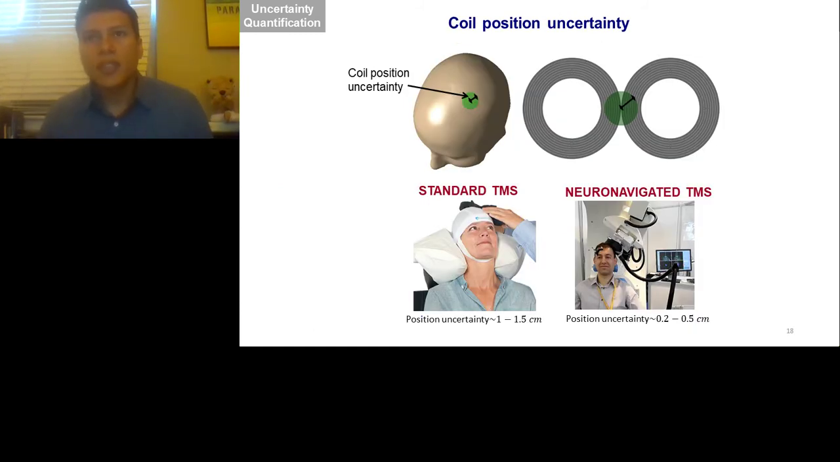And so as a first study, we consider coil placement uncertainty. The center of the coil for different realizations can sit anywhere on this green circular patch. The radius of this green patch depends on the type of procedure being used. For clinical procedures using this cap and place method, the uncertainty radius would be between 10 to 15 millimeters. And for neuronavigated ones, it would be between 2 to 5 millimeters.